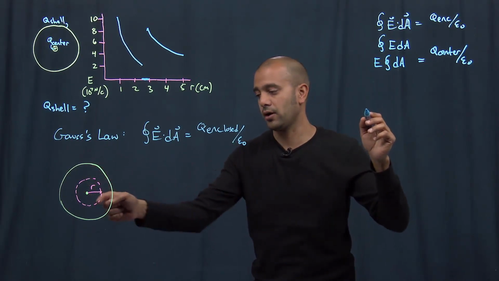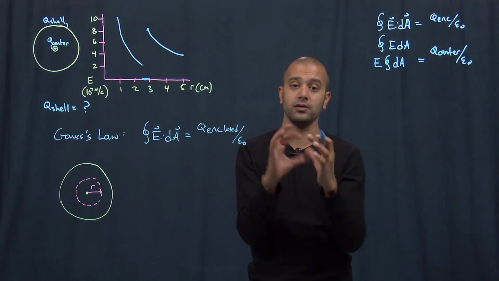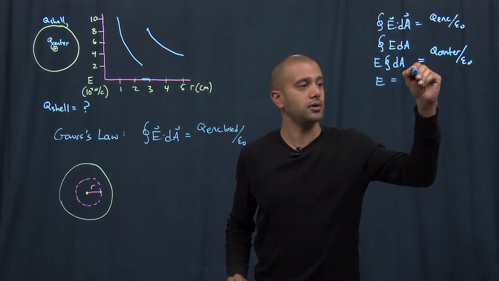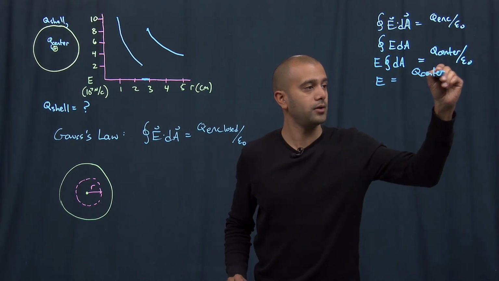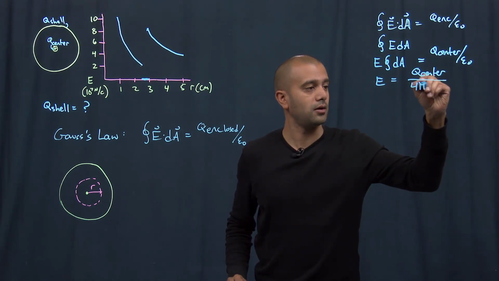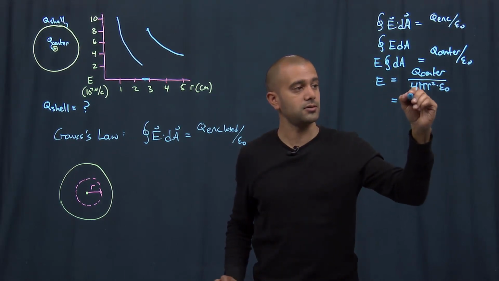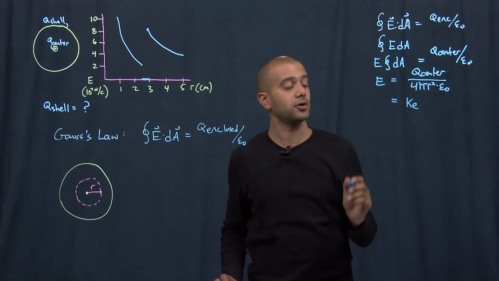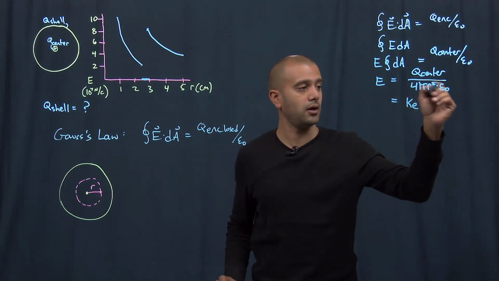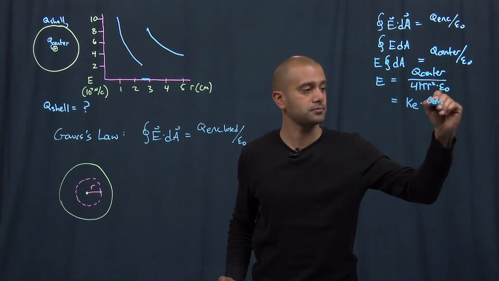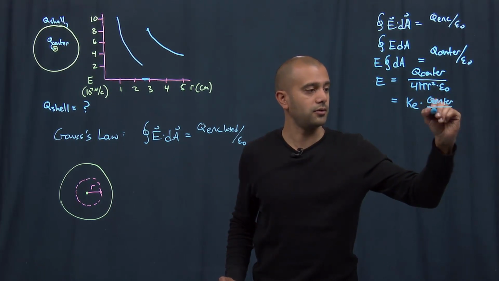So that's going to be 4 pi r squared because it's a sphere, and the surface area of a sphere is 4 pi r squared. So this is just going to equal the charge at the center divided by 4 pi r squared times epsilon naught. And that tells us that the field magnitude basically just equals the Coulomb constant, which is 1 over 4 pi epsilon naught, times the charge at the center divided by the radial distance.